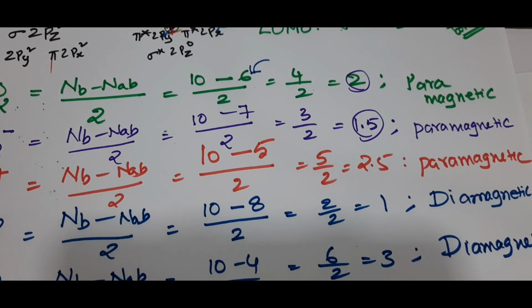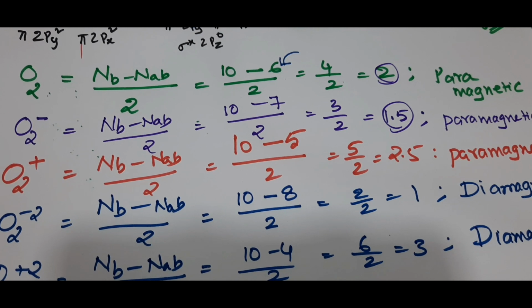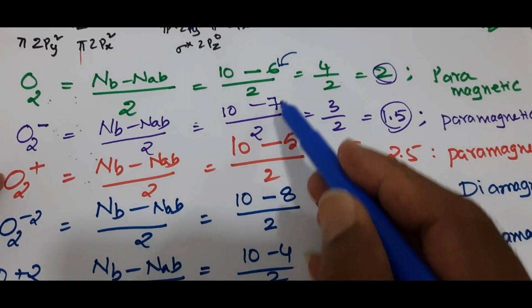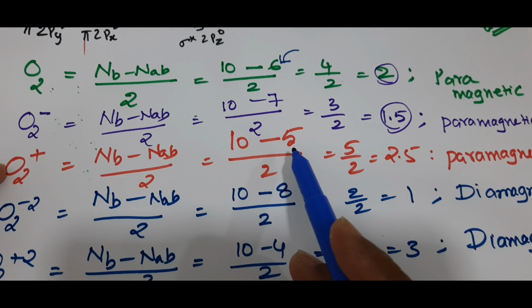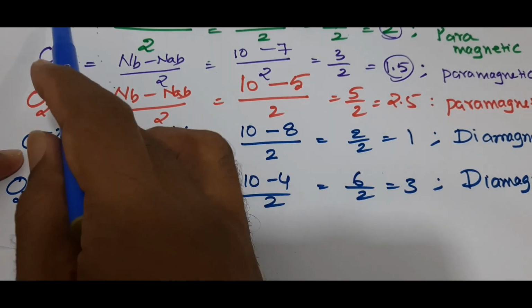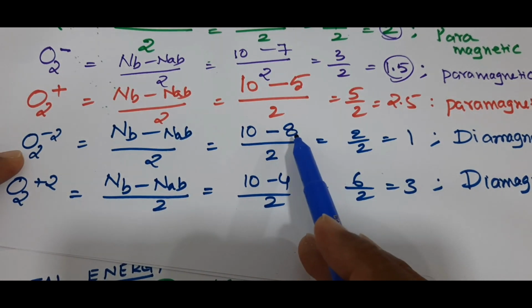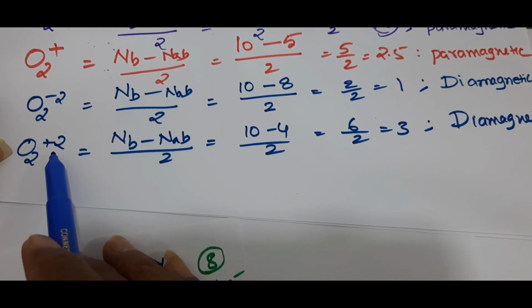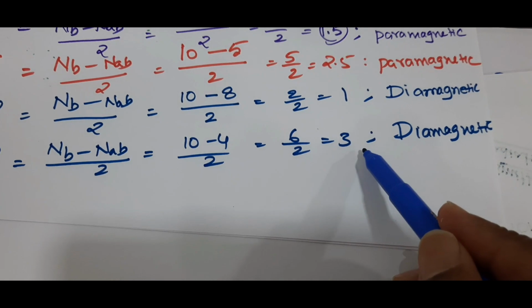Right? You observe all these things carefully. O2, 10 bonding and 6 anti-bonding. O2 minus, 1 electron is added, that electron enters into the anti-bonding, that's why I am writing 7. O2 plus, I am removing 1 electron when compared with the O2, that electron is removed from the 6, so it will become 5. In O2 minus 2, 2 electrons are added to the anti-bonding, so it will become 8. O2 plus 2, 2 electrons are removed from the anti-bonding when compared with the O2 molecule, so the 6 will become 4, so 3.